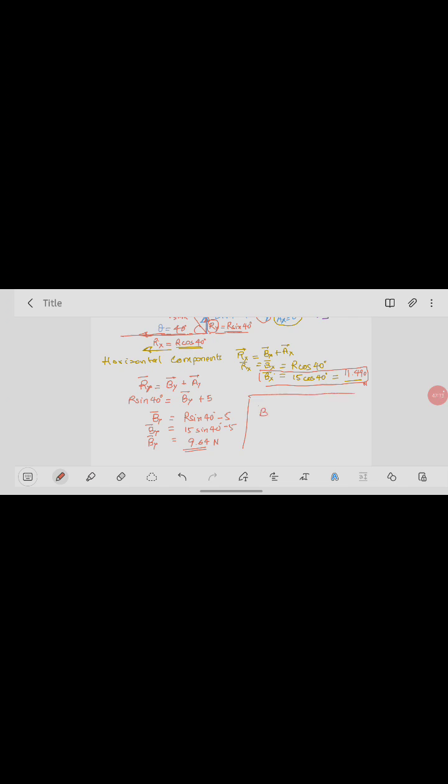Because you need to find B. So B vector is equal to the square root of Bx square plus By square. Yes or no? So Bx and By you have calculated: 11.49 square plus 9.64 square. So let's do that. If you do this, you will get 12.4 Newton.